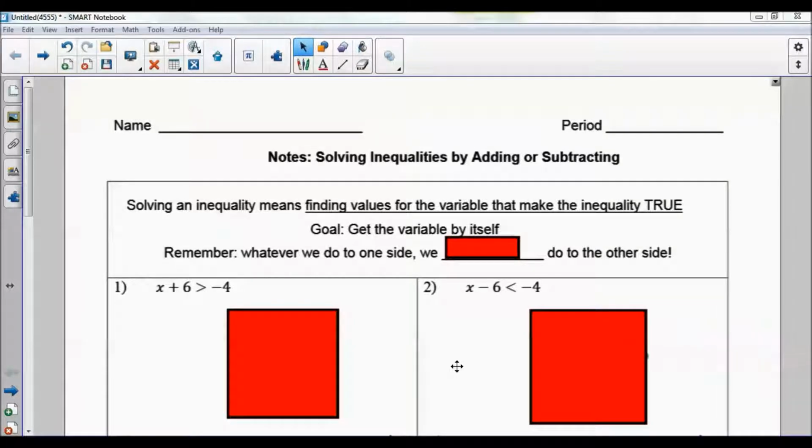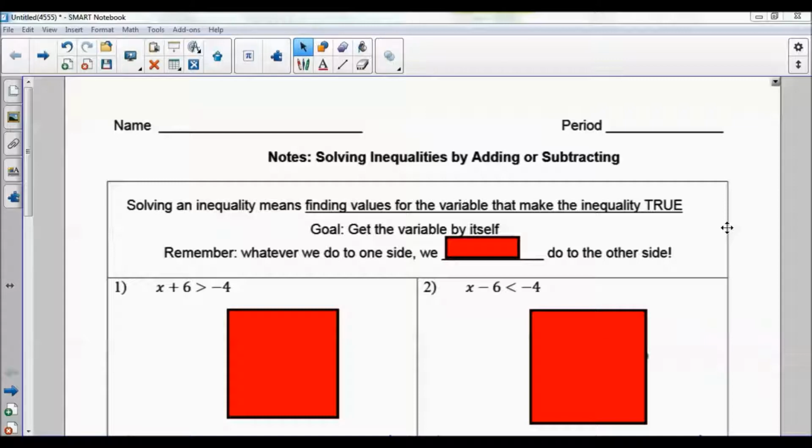To talk about solving an inequality, we're going to start by just solving inequalities that have addition or subtraction. First, solving an inequality means finding values for the variable that make the inequality true. On Monday, or yesterday, depending on when you're watching this video, we talked about what a solution is. A solution is something that fills in the inequality that makes it true. Like if x is greater than 2, 10 would be a solution because 10 is greater than 2.